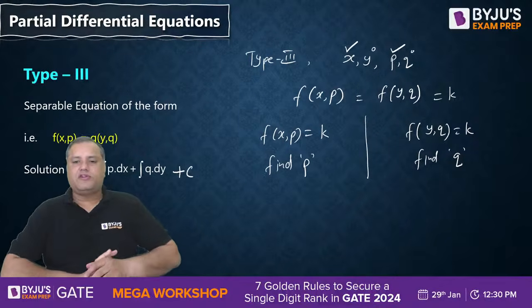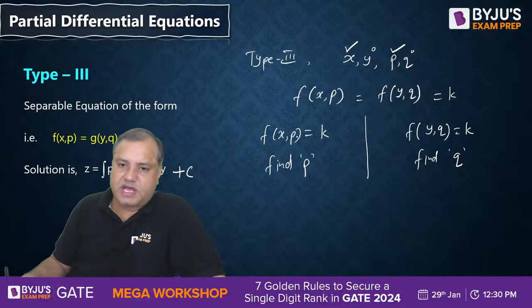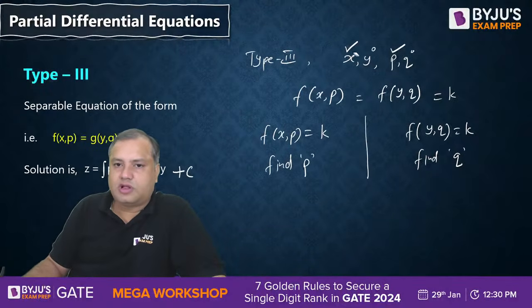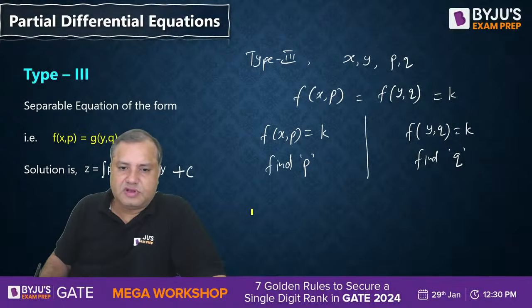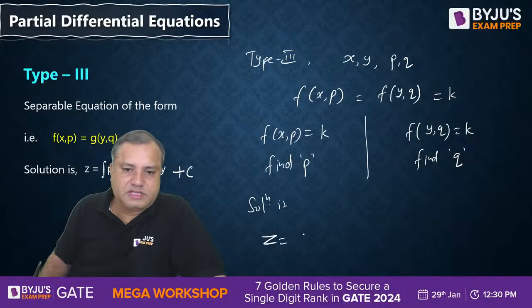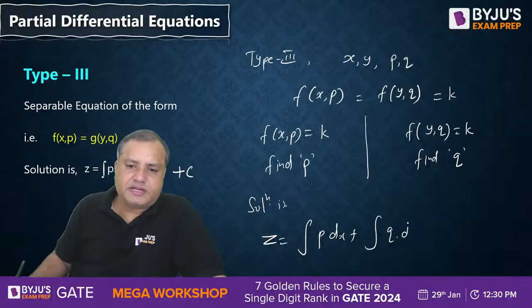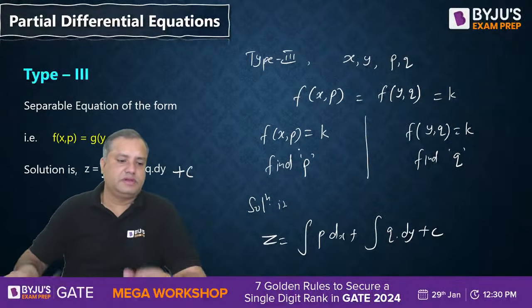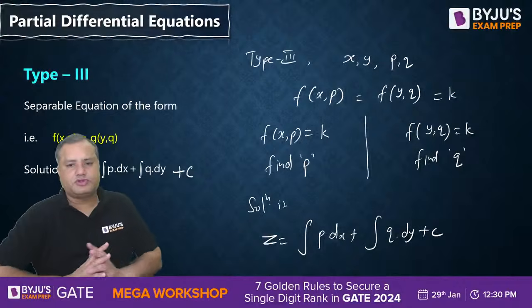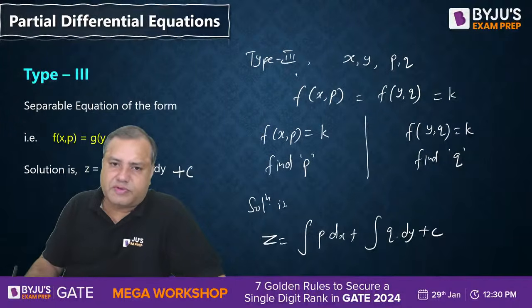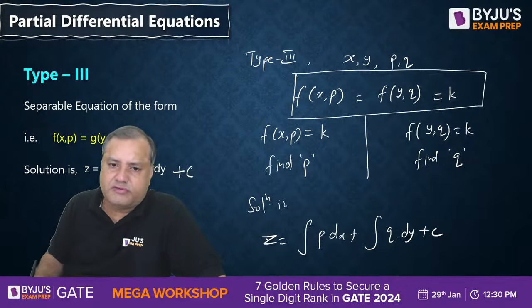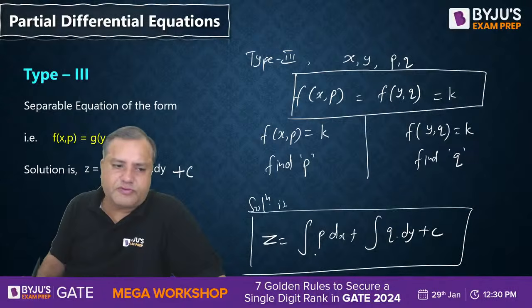After getting the values of p and q, what you need to do? There is a formula to solve this type of PDE. What is that formula? See here. Solution is z equal to integration p dx plus integration q dy plus c. This is the formula to solve this type. This is the differential equation, first order non-linear PDE, and this is the formula to solve it.